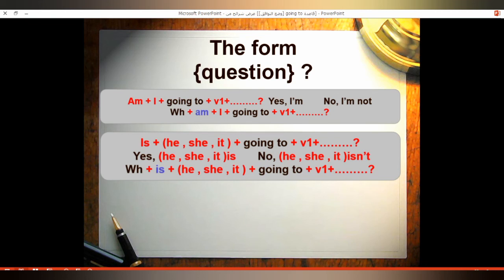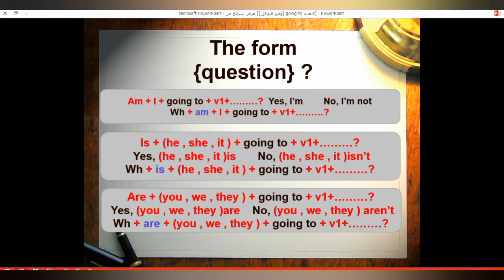Okay. The answer is yes he is, she is, it is, or no he isn't, she isn't, it isn't. Also for WH questions, we bring the question word first, whether what, when, where, how, why, plus is, subject he or she or it, going to plus verb 1. Finally, are plus you, we, they: are you, are we, are they, with going to plus verb 1. The answer is yes you are, yes we are, or yes they are. No you aren't, we aren't, they aren't.